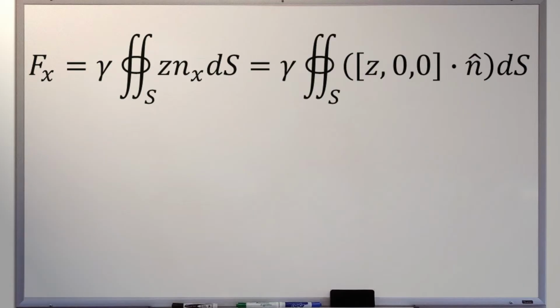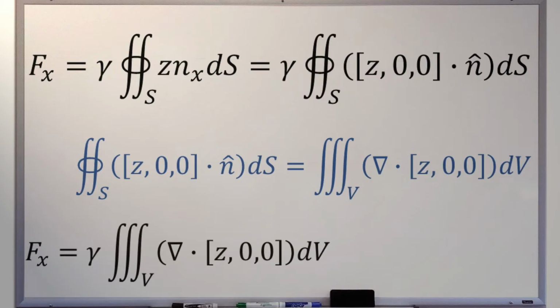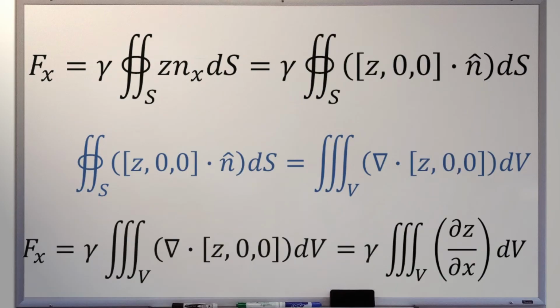This is really an algebraic trick, and the reason we're doing it is because now it lets us leverage the divergence theorem, this time in the opposite direction as before, because we can notice, hey, this is a flux integral of the vector (z, 0, 0) dotted with the normal vector integrated over the surface. Well, by the divergence theorem shown here in blue, that's the same thing as the volume integral of the divergence of the vector field given by (z, 0, 0) integrated over the volume. And it turns out if you take the divergence of the vector field (z, 0, 0), what you end up with is partial z partial x plus partial 0 partial y plus partial 0 partial z. Anyway, what you end up with is just the partial derivative of z with respect to x.